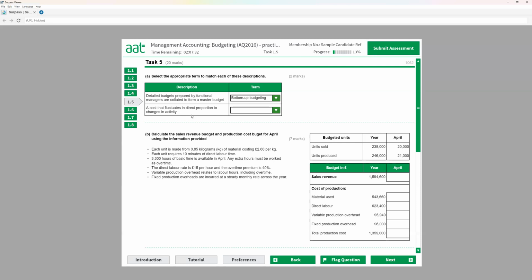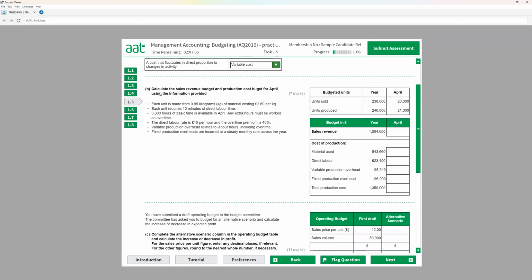The next one says a cost that fluctuates in direct proportion to changes in activity. If the cost changes with the activity level, we call it variable cost. Activity means the unit. So if I make more units, my cost will be more. If I make fewer units, the cost will be less. If the activity level changes and the cost changes, that is variable cost.